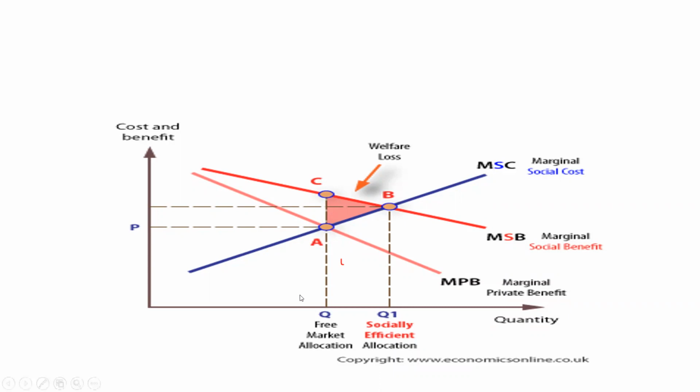Right. And here you have the market at A, right? MSC with MPB. Remember, you always find the market where the private intersects the social, and then you have the socially efficient where MSC crosses MSB. All right, notice here, we are under allocating, right? On the free market at Q and at Q1, we are under allocating. So this time there's an under allocation of fees.